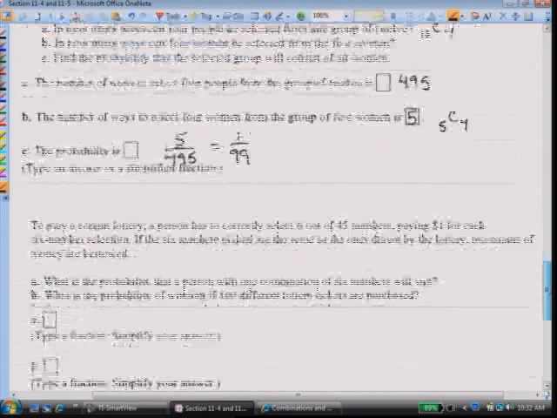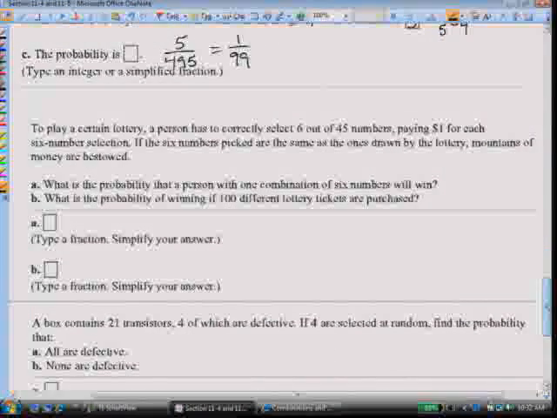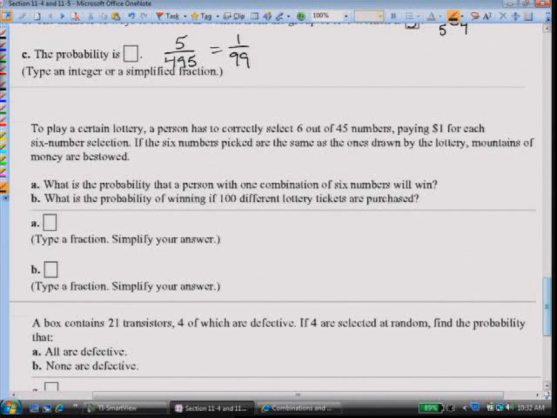Let's play Lotto some more. To play Lotto, a person has to correctly select 6 out of 45 numbers, and they have to pay $1 for each 6-number selection. If the 6 numbers picked are the same as the ones drawn by the lottery, mountains of money are bestowed. What is the probability that a person with one combination of 6 numbers will win?